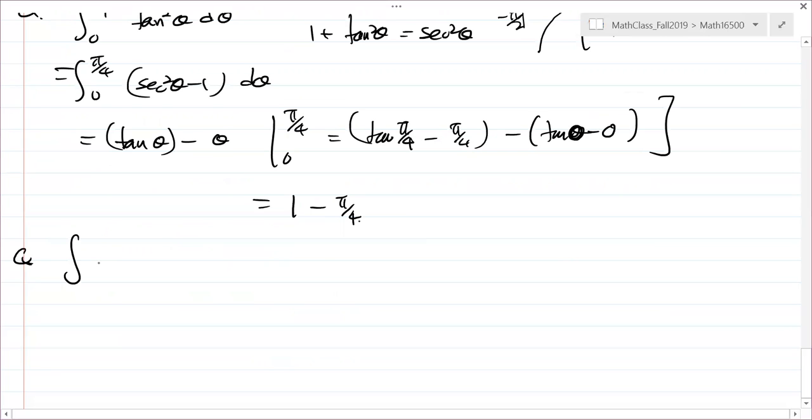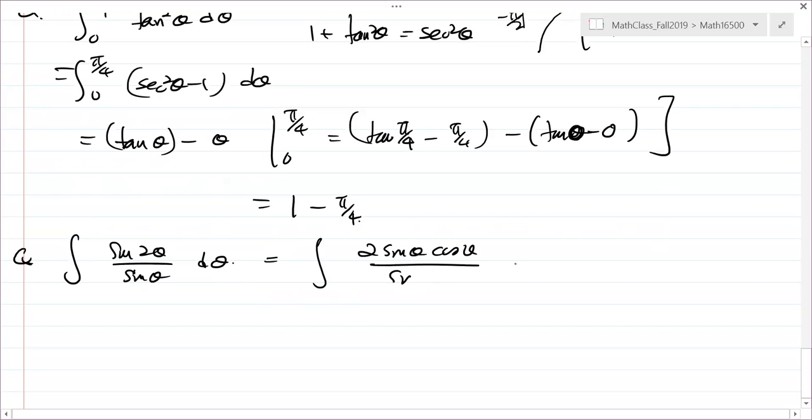How about the integral of sine 2 theta over sine theta, d theta? The only way you can evaluate this integral is to simplify the function: 2 sine theta cosine theta over sine theta. You see that sine theta is gone, and you only get twice cosine theta d theta. The derivative of sine theta is cosine theta, right? So the answer is 2 sine theta plus a constant.